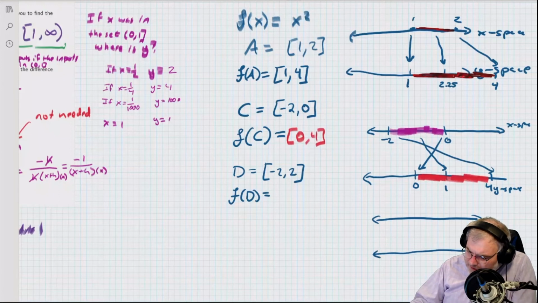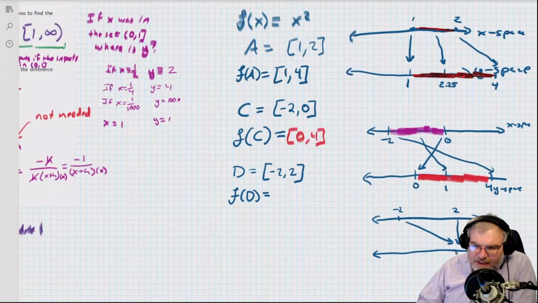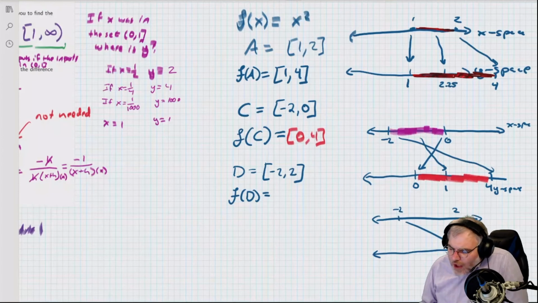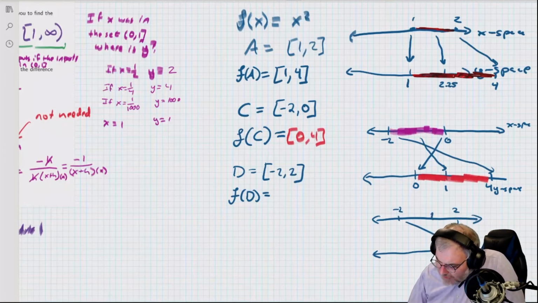Because this right here is 4. So -2 maps to 4, and 2 maps to 4. But is it the case that the image is just the number 4? Well, no, because you've got stuff in the middle that maps down here to various places, right? If I have -1, where do I map? And if I have 1, where do I map? Same place, right? And if I have 0, I'm going to map here.